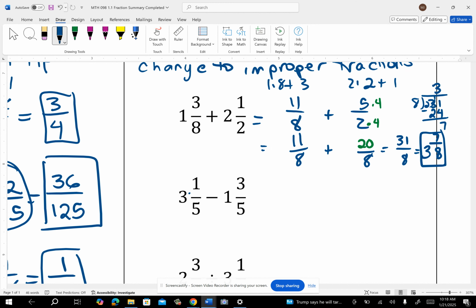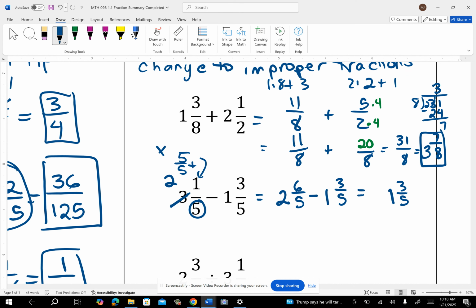You could do this one by borrowing 1 from the 3. And then when you add 1 to 1/5, since this is a fifth, you're going to be adding 5/5 to that. So you could do it by borrowing 1 from the 3, so you'd only have a 2 there. When you add 5/5 to 1/5, you'd get 6/5. Then you could subtract 1 and 3/5 by thinking, well, 3/5 from 6/5 would leave me 3/5, and 1 from 2 would be 1. So it seems like it's nice, but that's only if this makes sense. And that's a pretty sophisticated topic that most people don't make sense of.